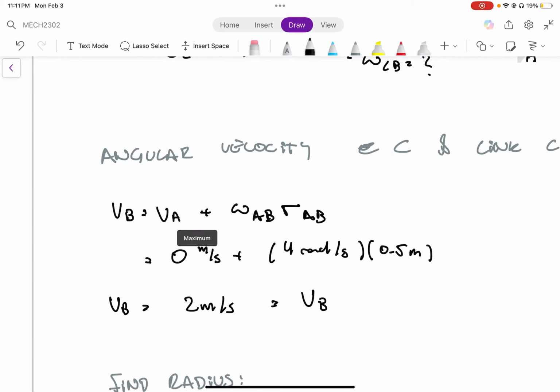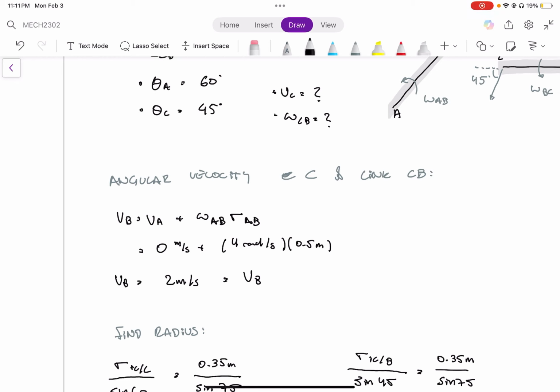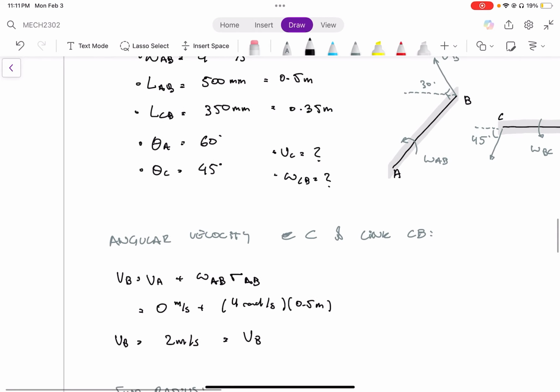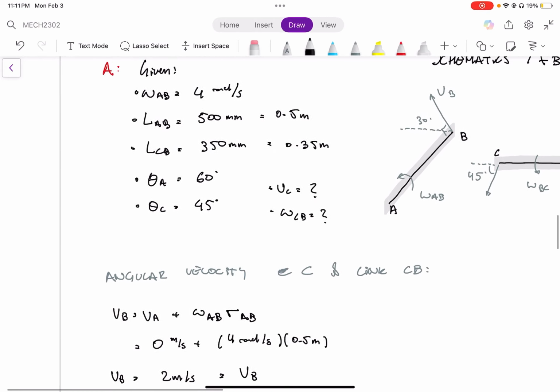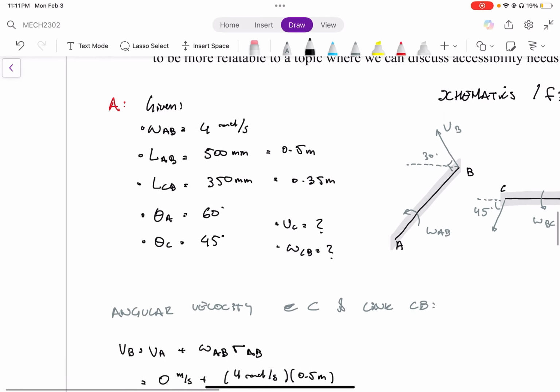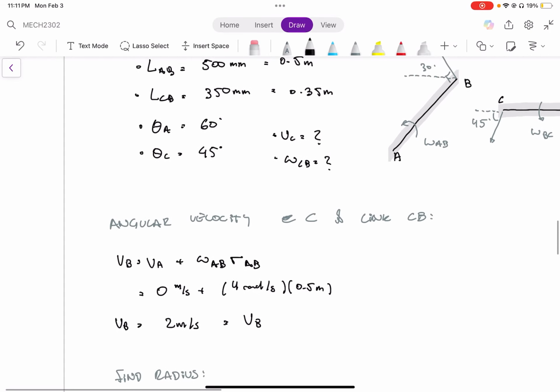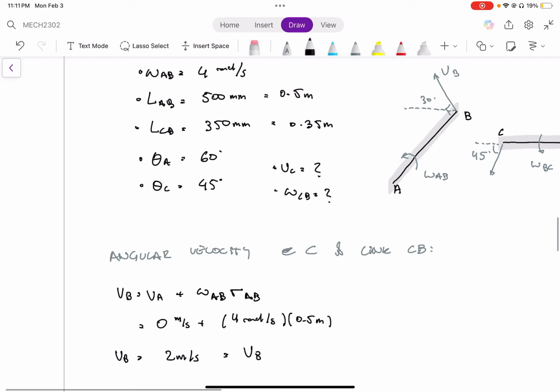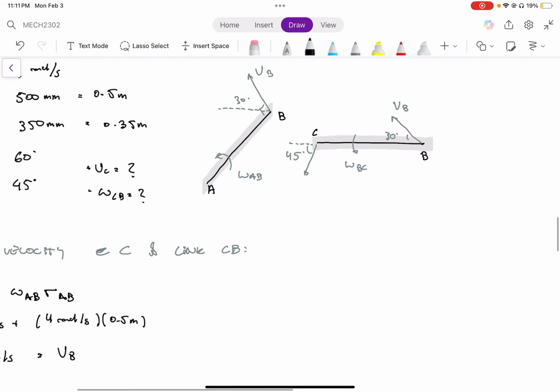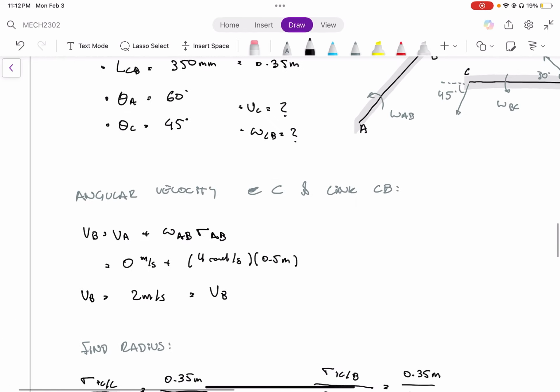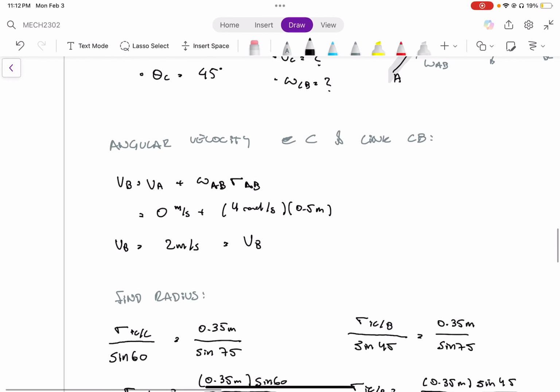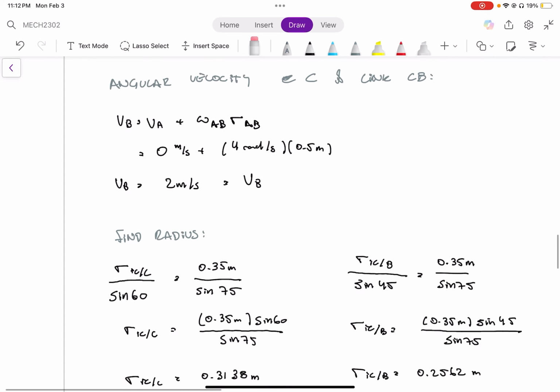So we use the formula velocity B equals velocity A plus omega AB times the radius of AB. Velocity A is originally 0 meters per second, plus the 4 rad/s that were given, times the radius of AB, which is length AB, which is this value right here. And we get that velocity B equals 0.2 meters per second, which equals velocity A.